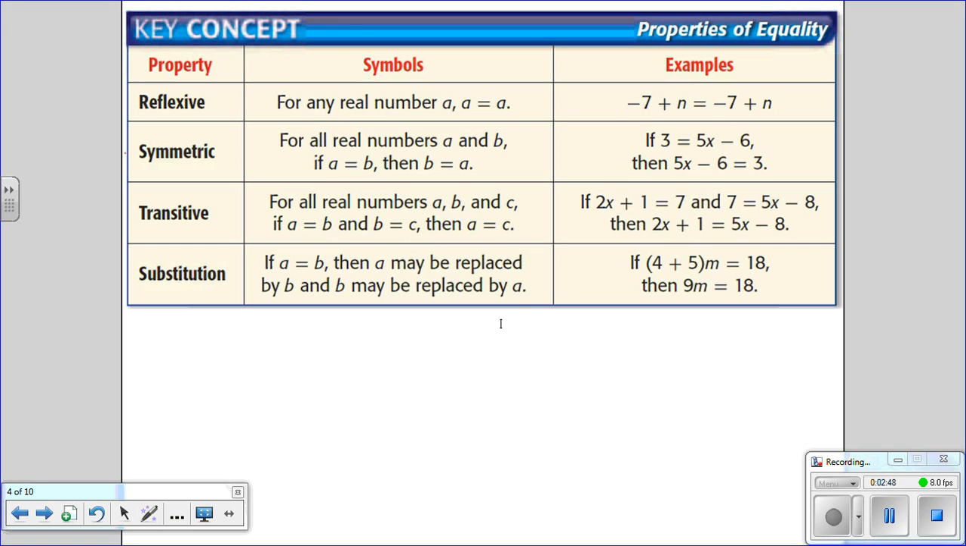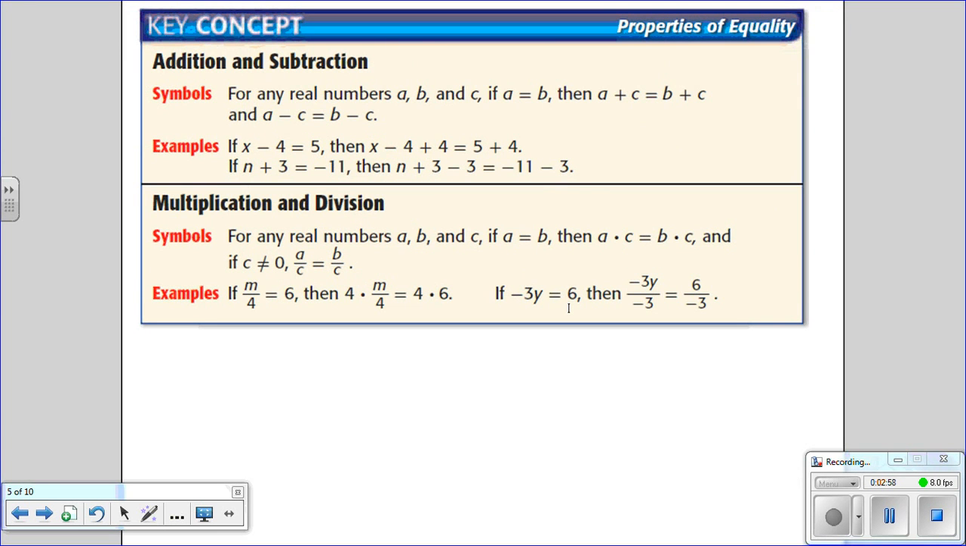And then substitution, we do this a lot in math. Basically, if 2 things are equal, then we can replace them with each other. The next 4 are the addition, subtraction, multiplication, and division properties of equality. Anytime you're working with equations, it's always okay to add the same number to both sides, subtract the same number on both sides, multiply both sides by the same number, or divide both sides by the same number. So as long as you're doing the same operation on both sides of the equal sign, then equality holds.